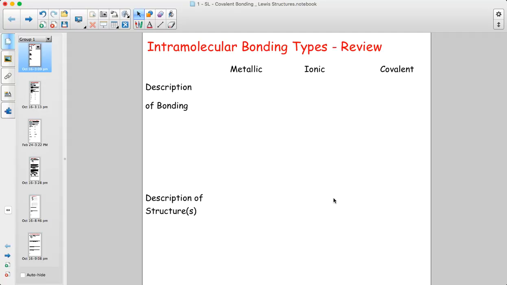Okay, so this video is going to serve as a reintroduction to covalent bonding, and we'll start to look at Lewis structures. We've already gone over metallic bonding, the electrostatic attraction between positive ions and delocalized electrons. We've gone over ionic bonding, the electrostatic attraction between positive and negative ions. And we've talked briefly about covalent bonding, that it involves the sharing of electron pairs, and the attraction is between the positive nuclei and the shared electron pair, or multiple pairs as the case may be.